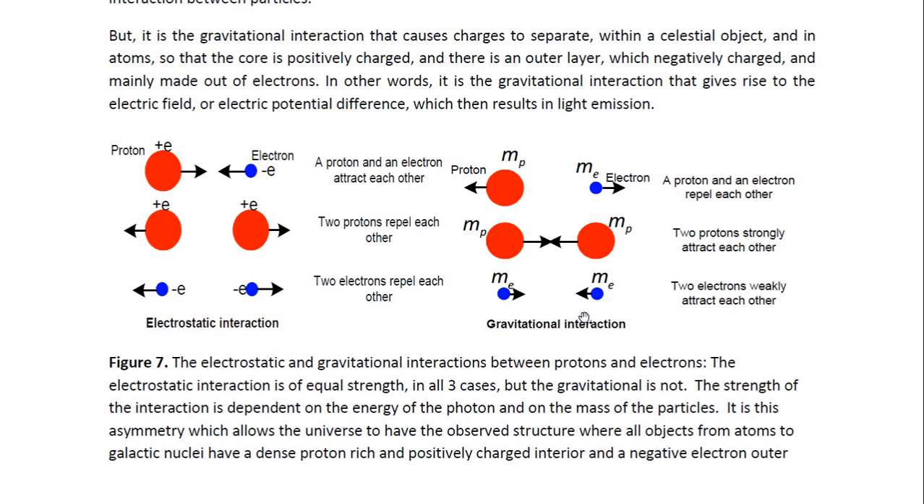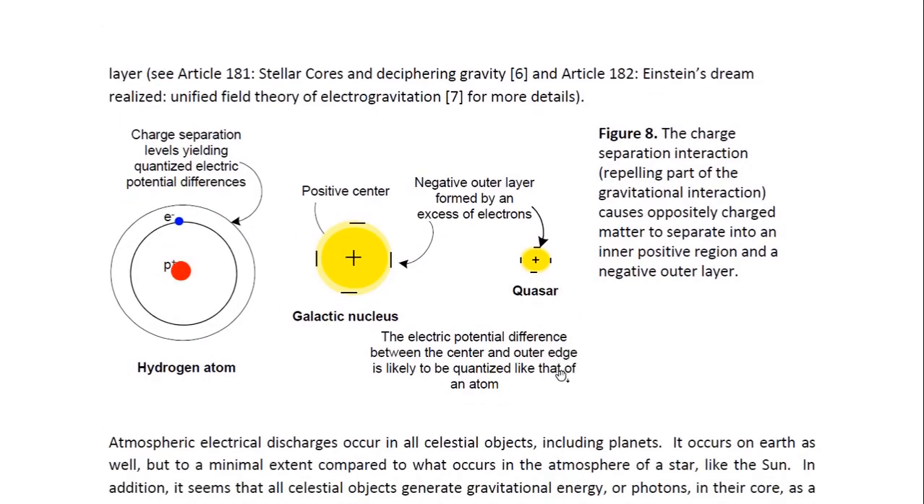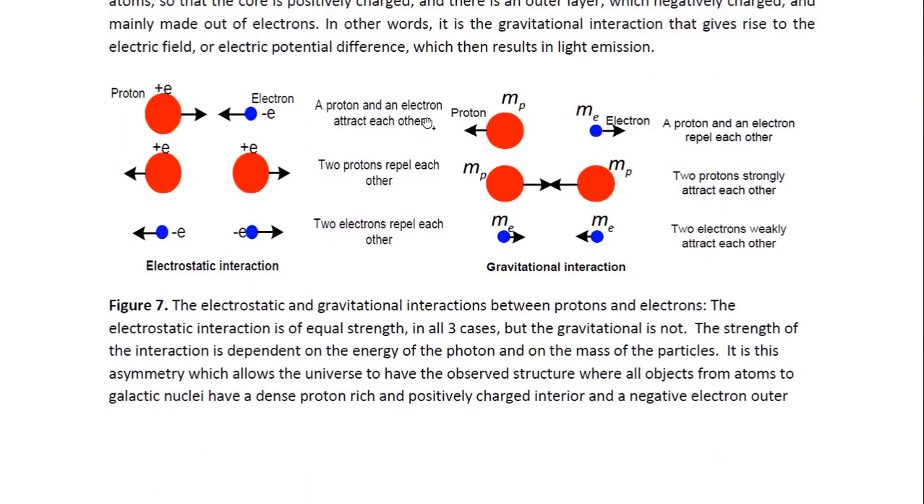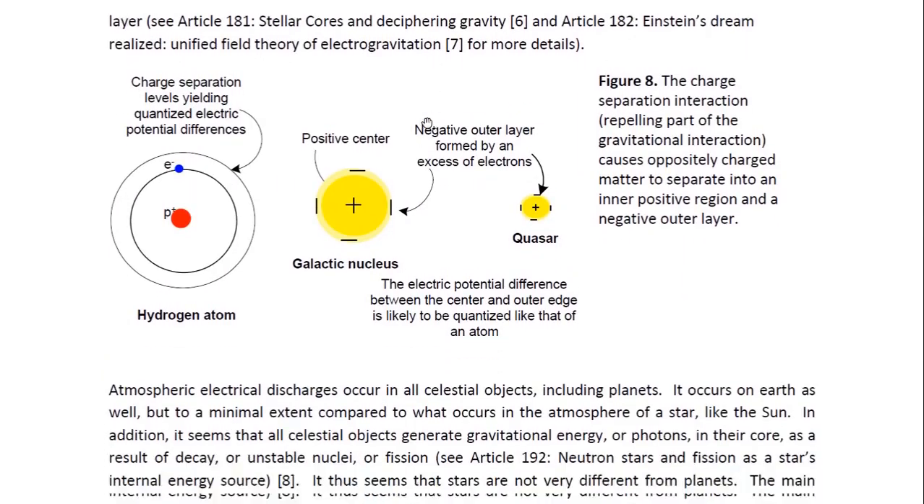In addition, the gravitational interaction strength is associated with the energy within the particles. And so the strength of the interaction changes according to how much photon energy or gravitational energy is within the particles. I detailed this in articles like Article 181, which is entitled Stellar Cores and Deciphering Gravity. This actually explains how I came about with the idea of how gravity actually works. And then Article 182, entitled Einstein's Dream Realized: Unified Field Theory of Electrogravitation. So these are also in the book which I talked about earlier.